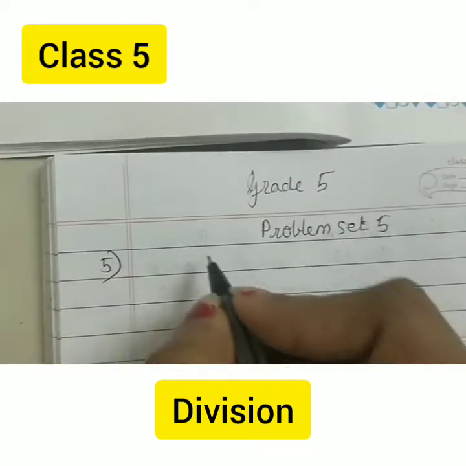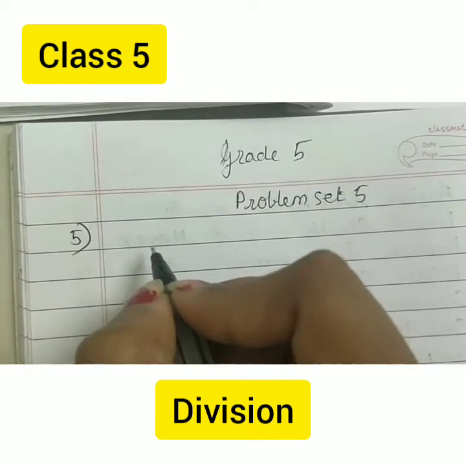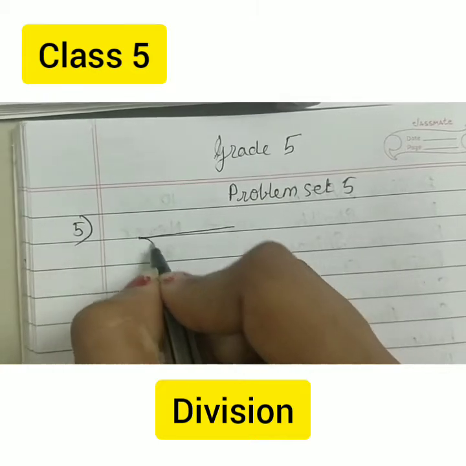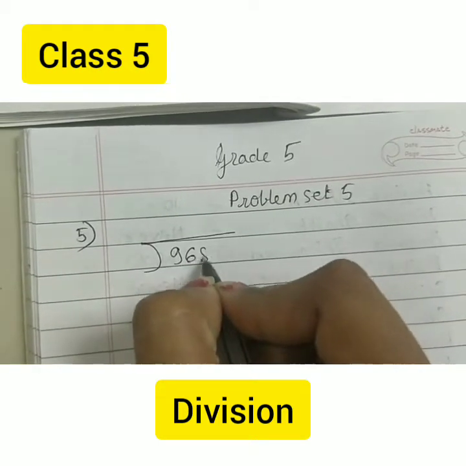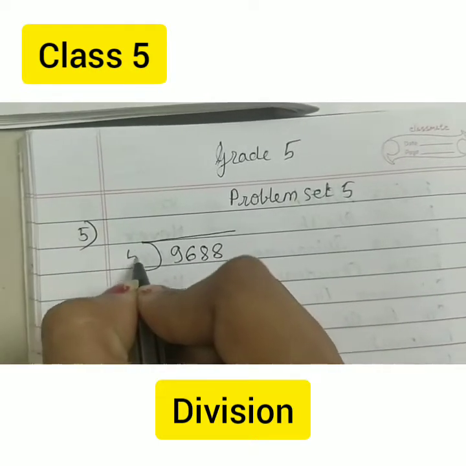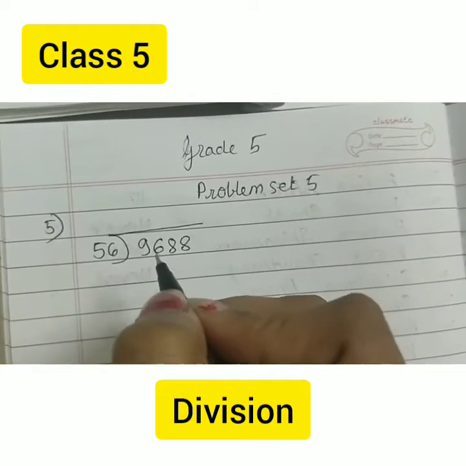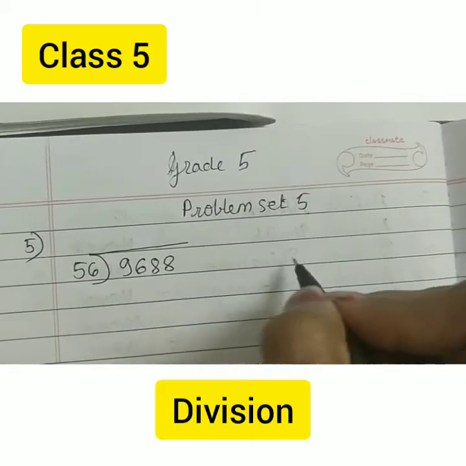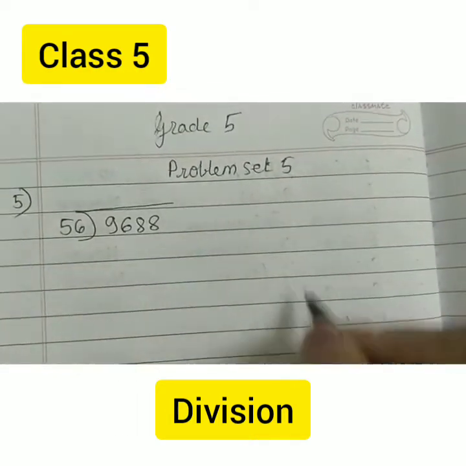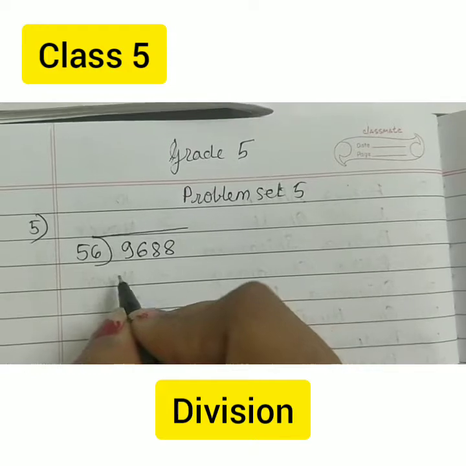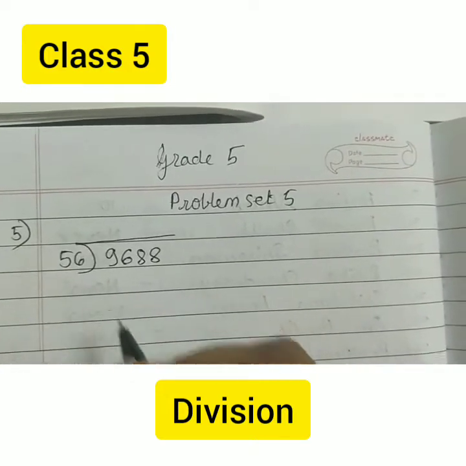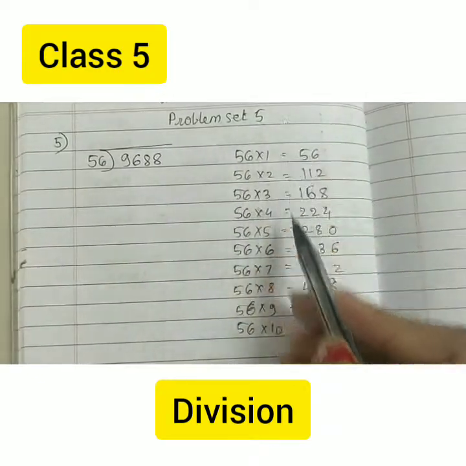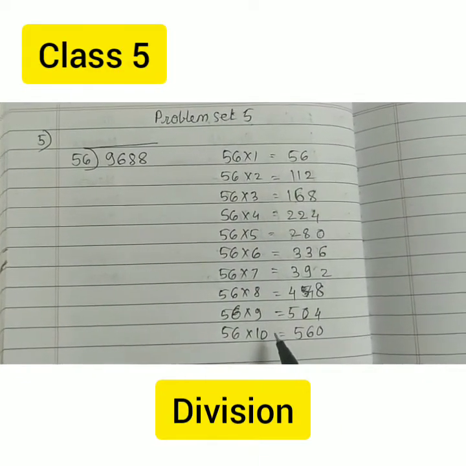Okay, so we are going to divide this 9688 by 56. Now, do we know the table of 56? No. So what we are going to do, we are going to make a table of 56 on this right hand side and then divide it with the 56. Okay.